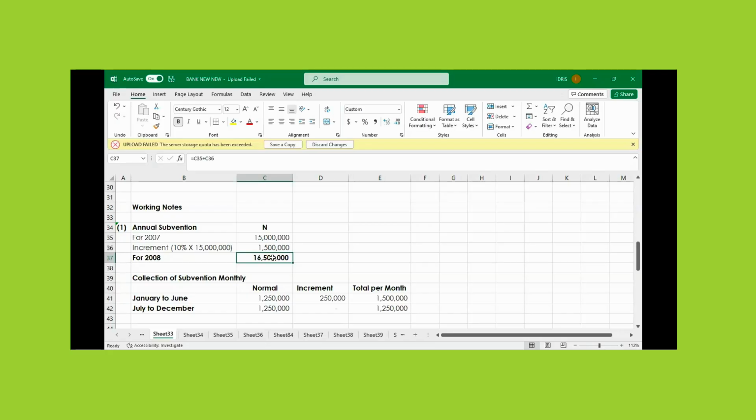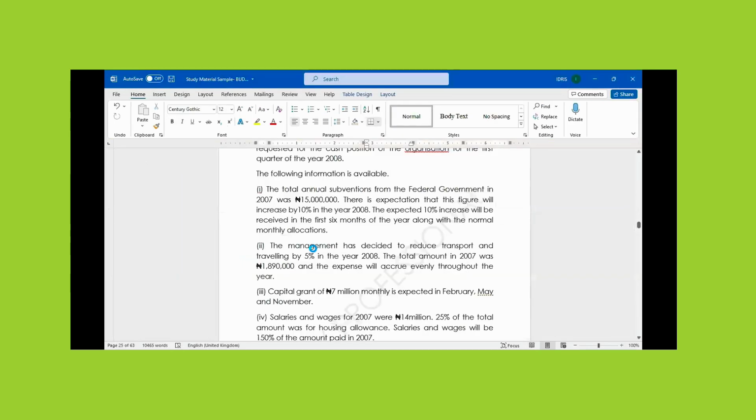But the examiner wants to test our knowledge. Let's go back to the question. The examiner said the expected 10% increase will be received in the first 6 months of the year, along with the normal monthly allocation. What the examiner is telling us is that for 6 months, that 1.5, they will receive it from January to June.